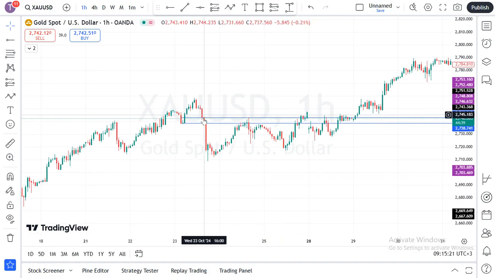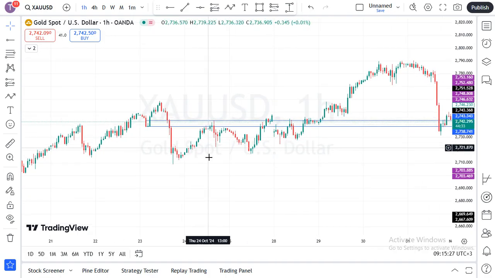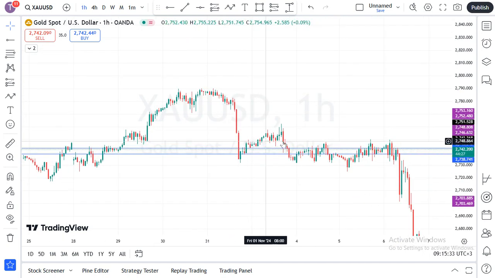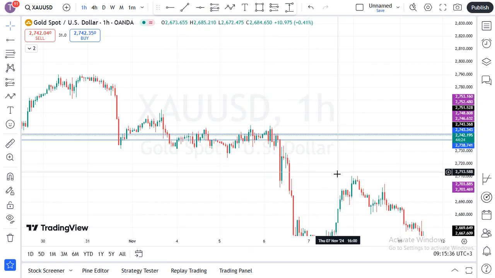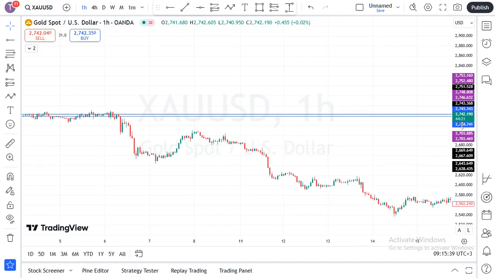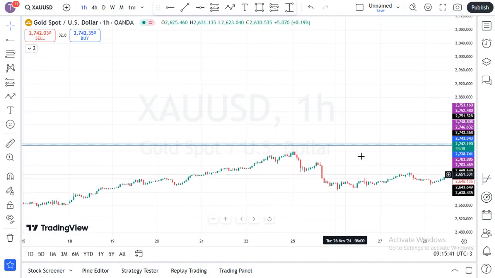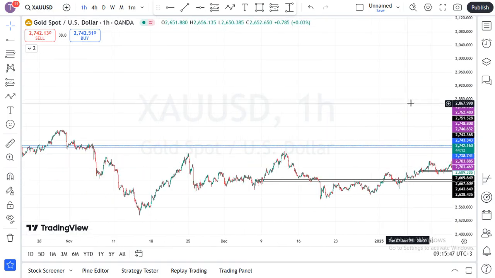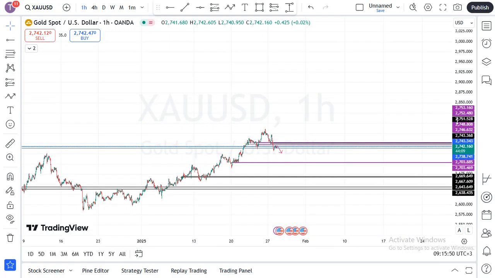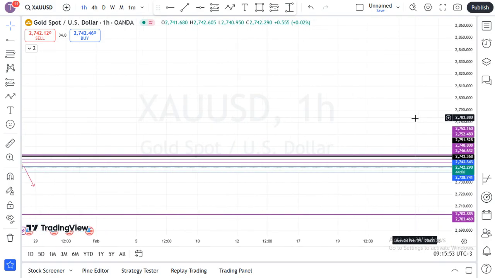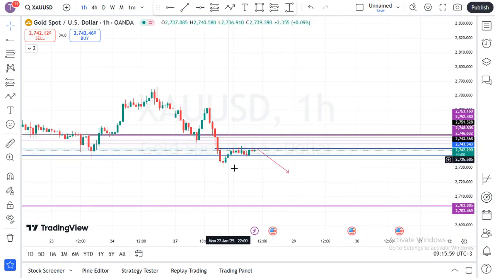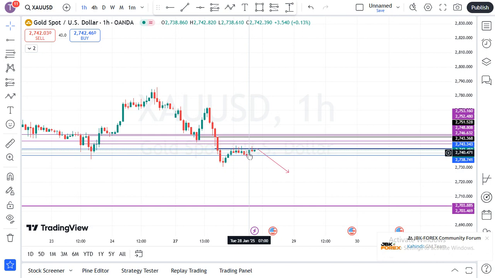So as you can see, this was a great zone also. We had rejections there. So this was a stronger zone. Even if you come this side, let me look at this. We shall see that that was a great zone.